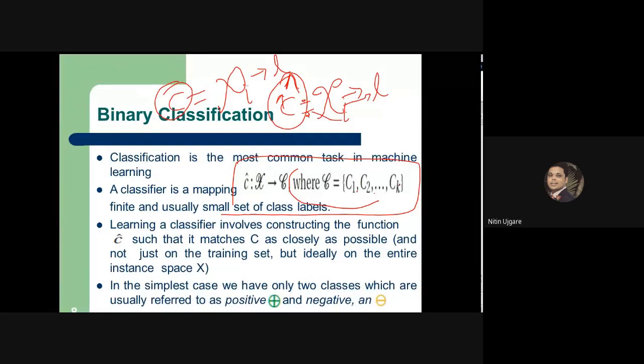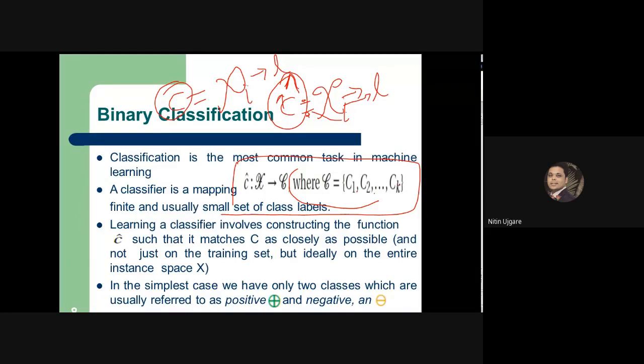So in the simplest case, as a part of binary classification, we have only 2 classes, which are usually referred to as the positive class and the negative class. The positive class can be indicated with 1, and the negative class can be indicated by 0 or by -1. The word binary itself represents 2. Uni means 1. So when I say binary classification, that means the classification of 2 classes.